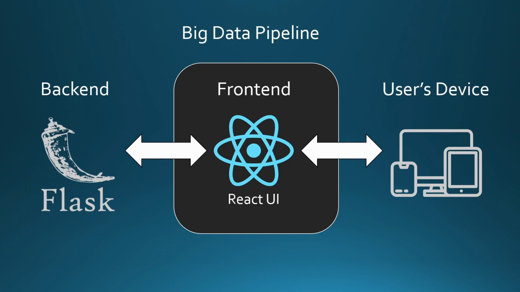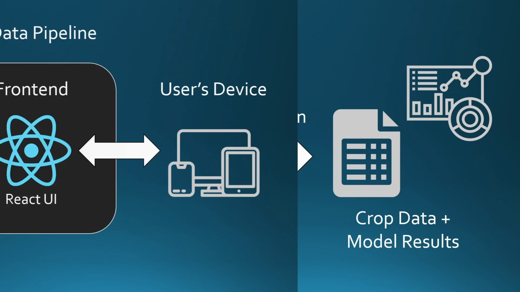The existing statistical models exist on the Flask API, a Python server which communicates with our React UI. Our React UI functions as a web server that users will access from their devices. Between these three components, information in the form of crop data will be passed from the user's device to the Flask API, then back to the user in the form of prediction results.